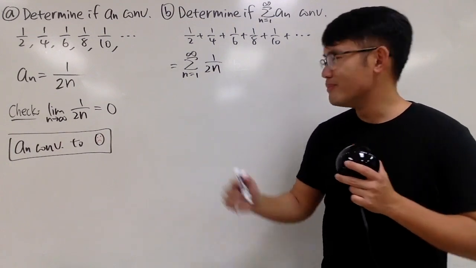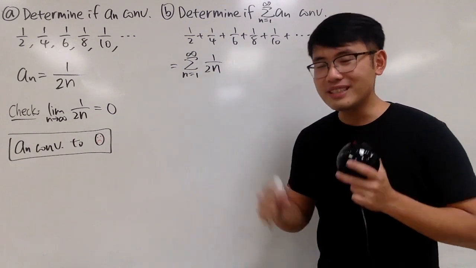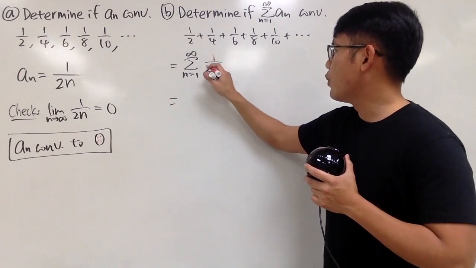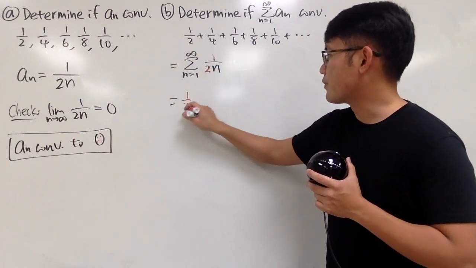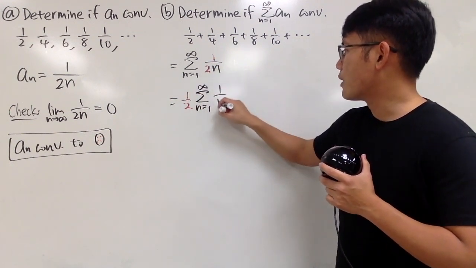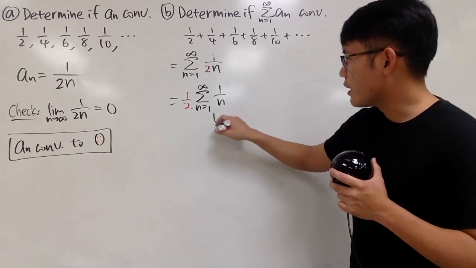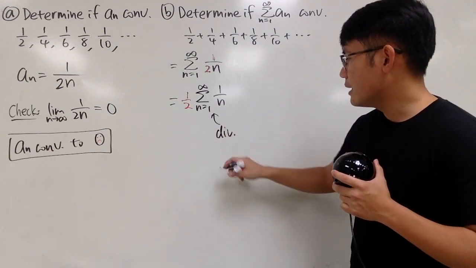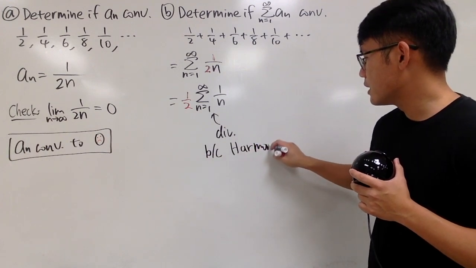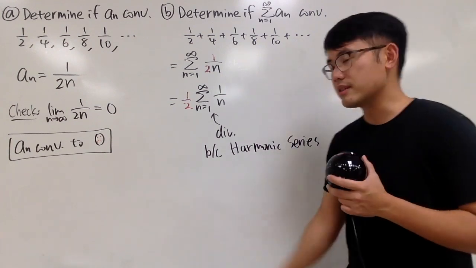Now you see that we have 1 over 2. It's just a constant multiple. We can just take that to the front, just like how we did with integrals, right? So we have 1 over 2 times the sum as n goes from 1 to infinity of 1 over n. And this diverges. Why? Because this is the harmonic series, which diverges. So you can just put down something like this.